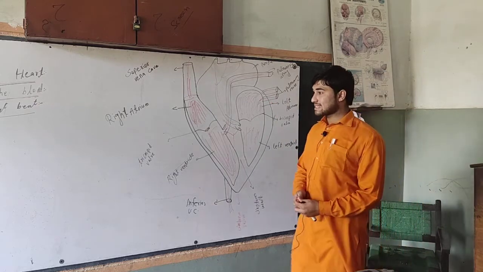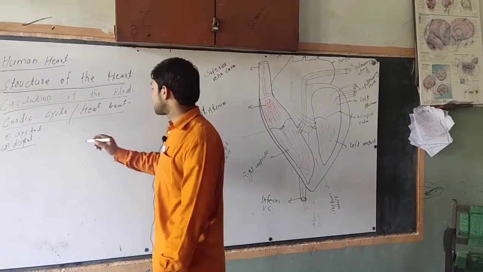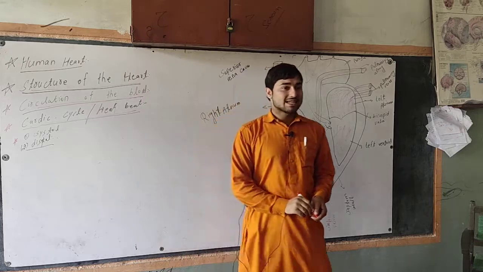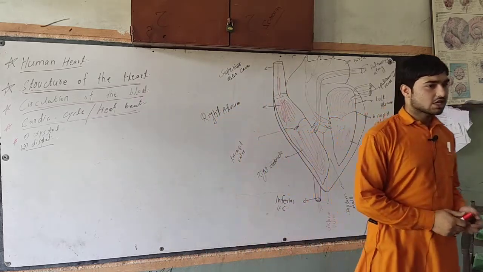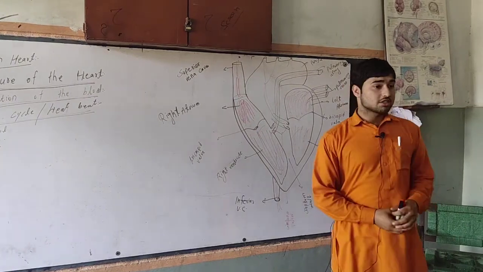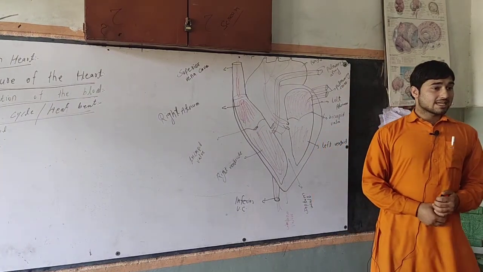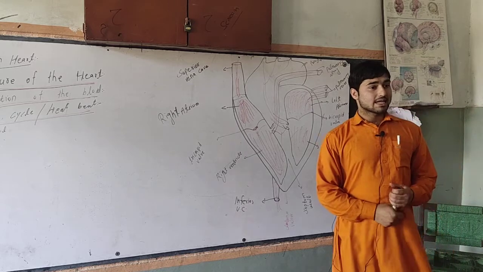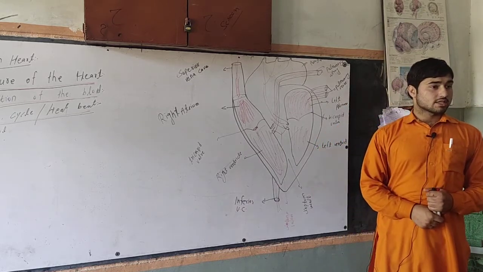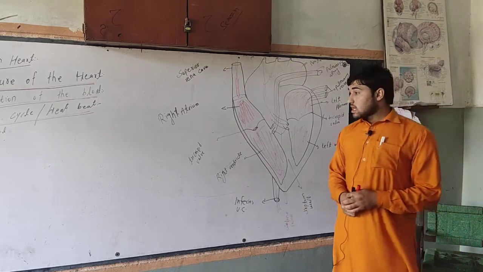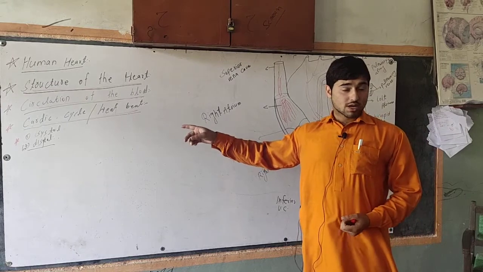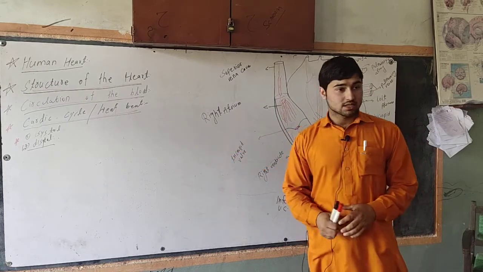Now we will discuss the cardiac cycle, or heartbeat. One contraction and one relaxation of the heart is called a cardiac cycle. It makes the heart beat. Contraction is termed systole and relaxation is diastole. One complete cycle takes 0.8 seconds. There are two phases. The first is called systole and the second is diastole.